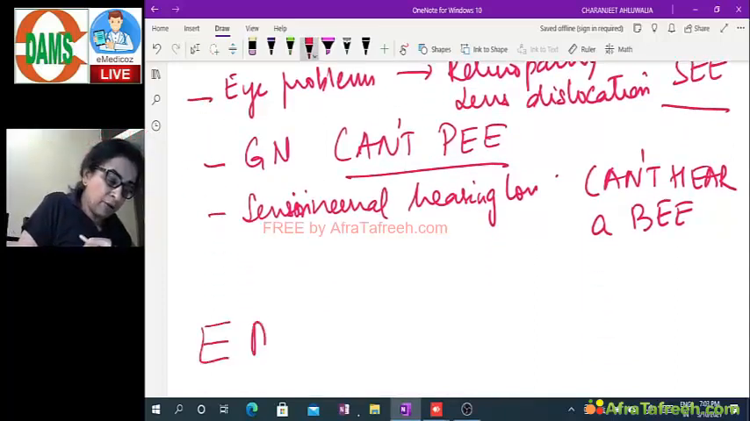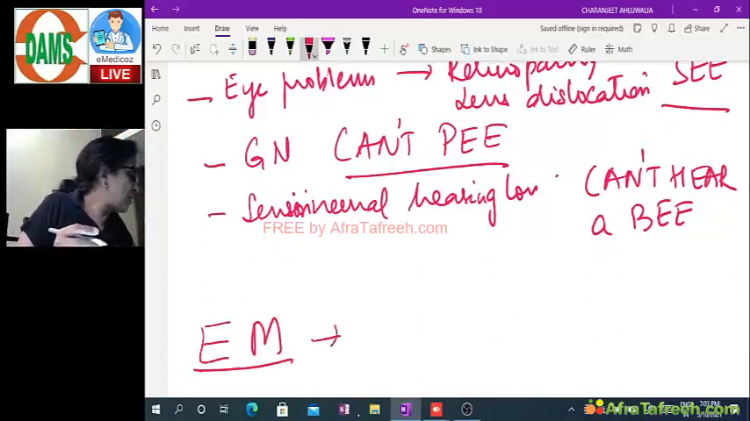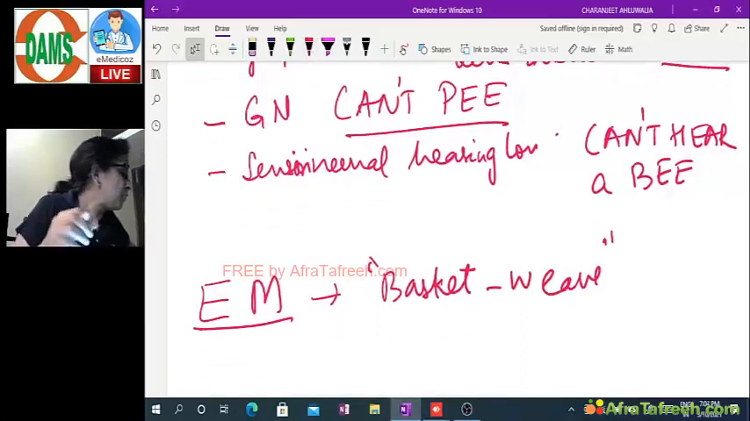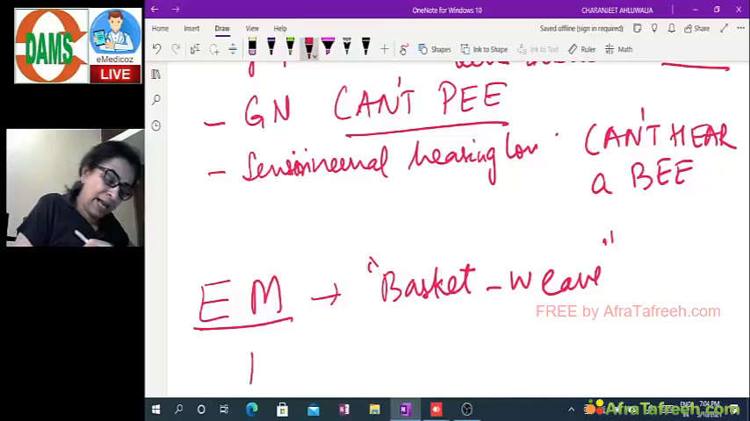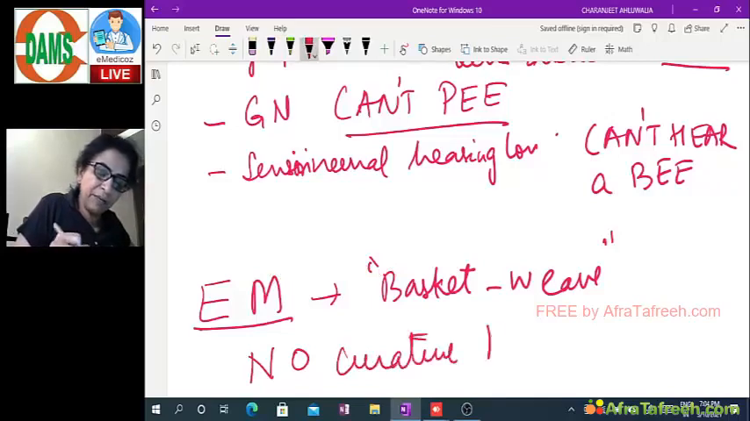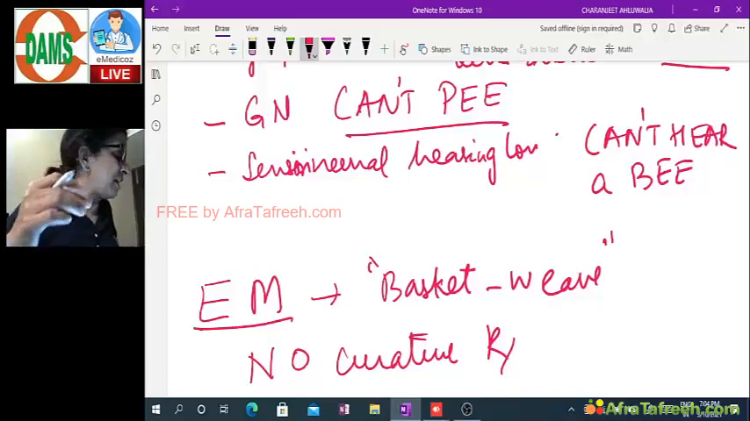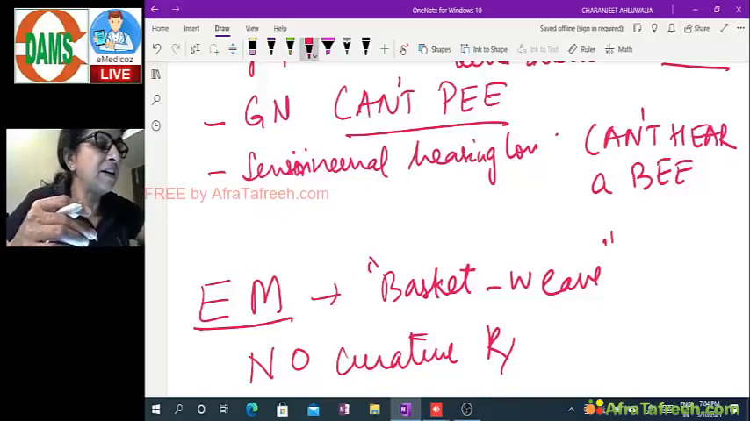And if you do electron microscopy, the GBM has a characteristic basket weave appearance. Basket weave appearance. It is fragmented, it has laminations, and there is no cure. No curative treatment is available for this entity. So these are the glomerulonephritis causing nephritic syndrome.